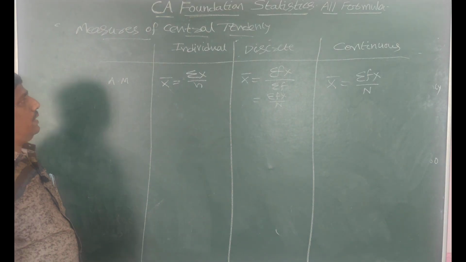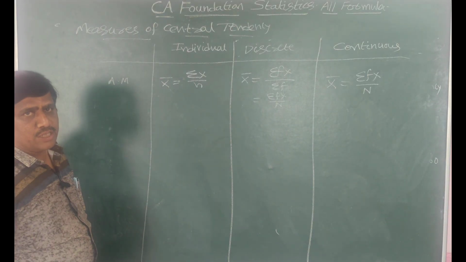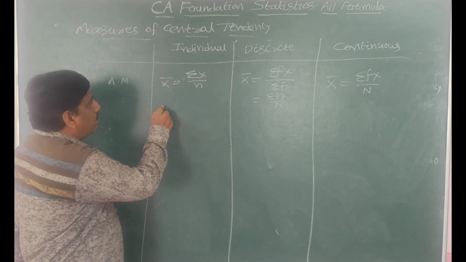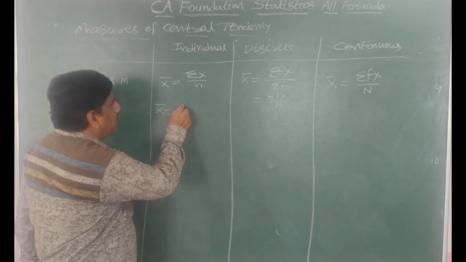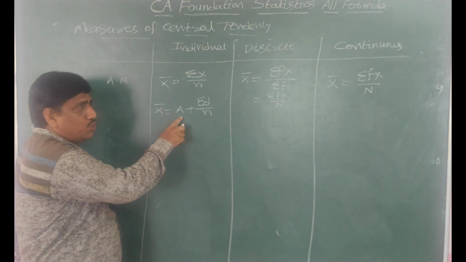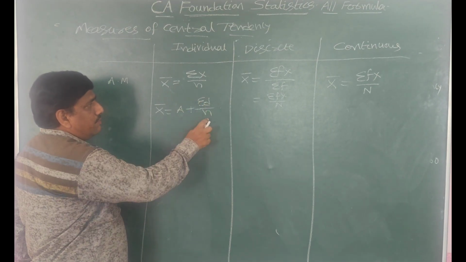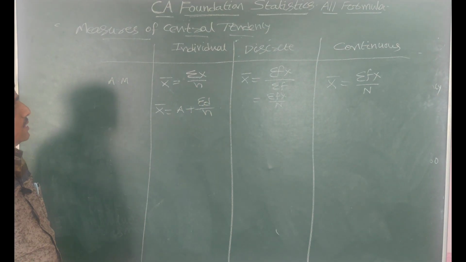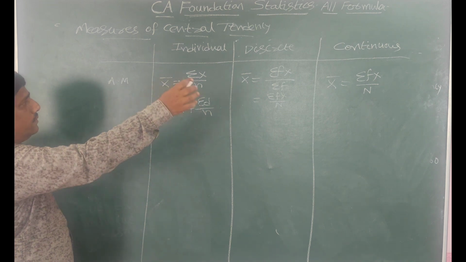Coming to arithmetic mean, there is another method which is also known as assumed mean method, and the formula for assumed mean method is X bar equal to A plus summation D by N, where A is assumed mean, sum of the deviations is summation D, and N is the number of values. This is about arithmetic mean.